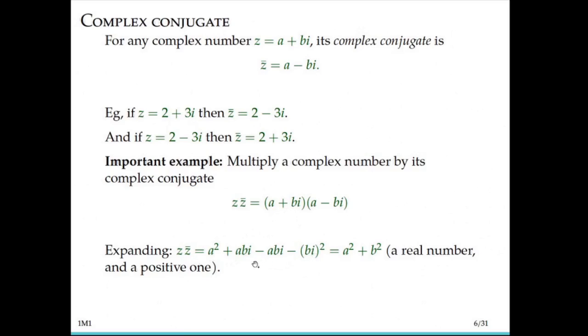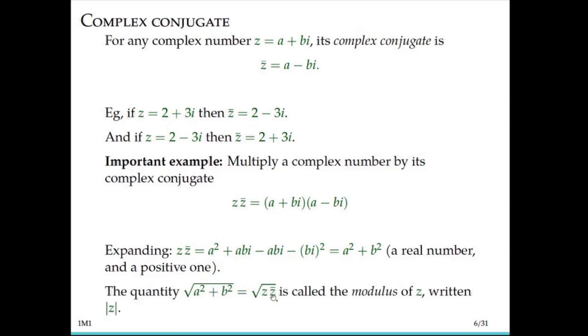Okay, and so the two terms that have an i in them cancel out. This i squared becomes -1, and so we get a squared plus b squared, which is a real number and a positive one. In fact, this is something we call the modulus of z squared, and we're going to discuss that more in the next video. But this z times z bar gives us the real part squared plus the imaginary part squared. We're going to discuss this modulus of z more in the next video. It's akin to the modulus of a real number, or the absolute value of a real number.